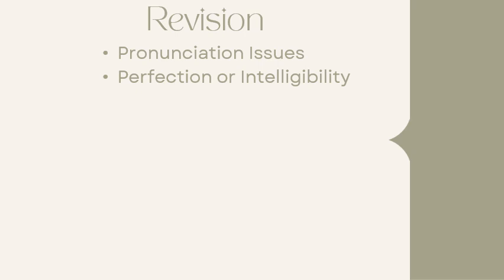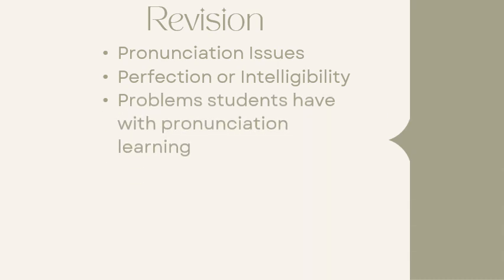Should we aim for perfection, where students should sound like a native speaker or close to it, or should we focus on intelligibility, where a native-like accent isn't the focus, but rather the ability students have to make themselves understood and to understand people? We also looked at what problems students have in pronunciation learning, such as not hearing sounds correctly, not being able to produce sounds despite hearing them correctly, or not being able to display correct intonation.